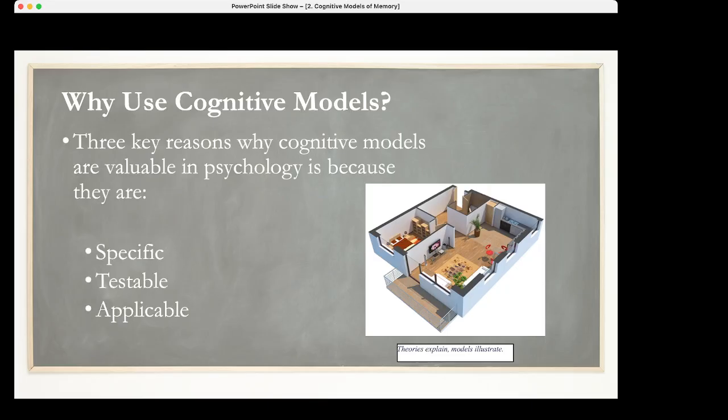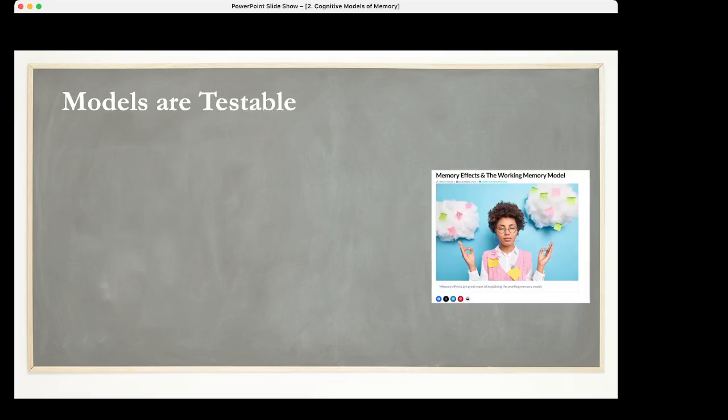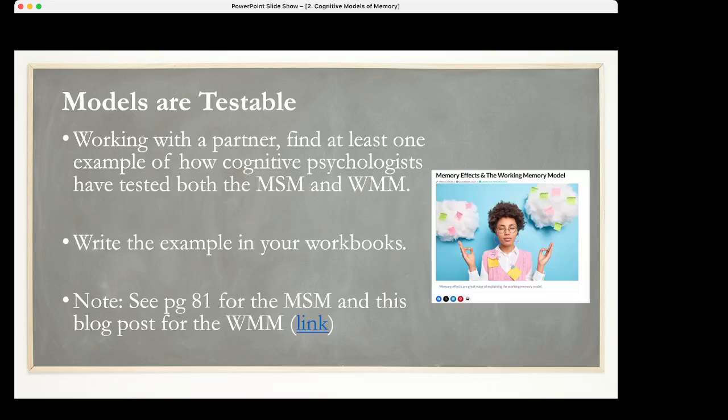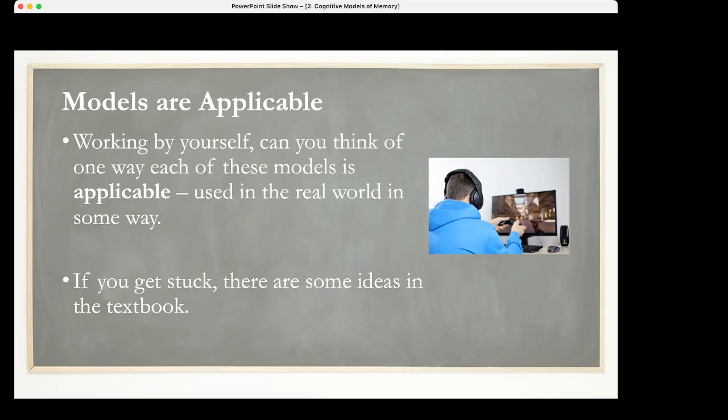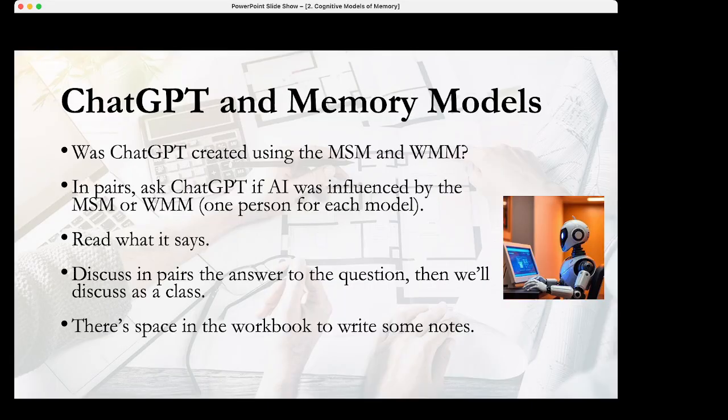Okay, here we get into the specifics. Again, I like to make things concrete. 3 reasons models are valuable. Okay, and then we can talk about the specific. They are testable, and they are applicable. Now, this is a me, we, you activity.